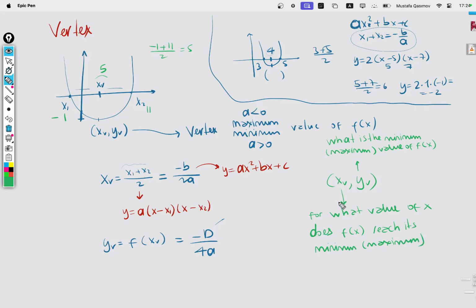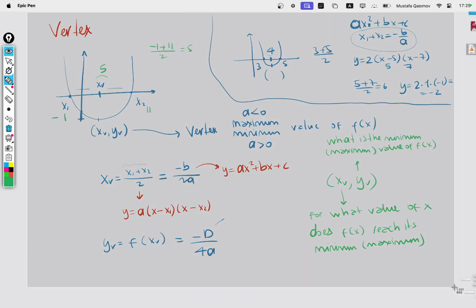Then it is x vertex. So you can see that here I am asking about f of x. F of x always is y. So when I am asking what's the minimum or maximum value, it is related to y. But when I am asking for what value of x, it is related to x vertex. If you don't have any question, let's look at some examples together.